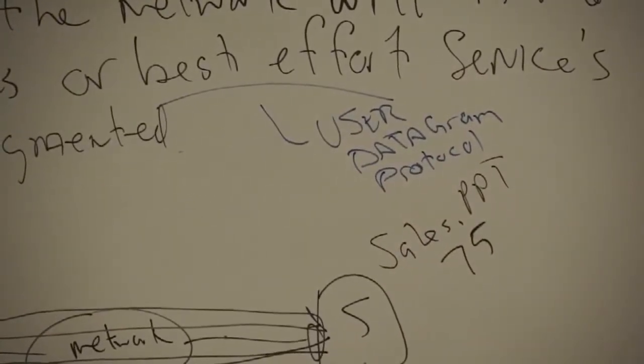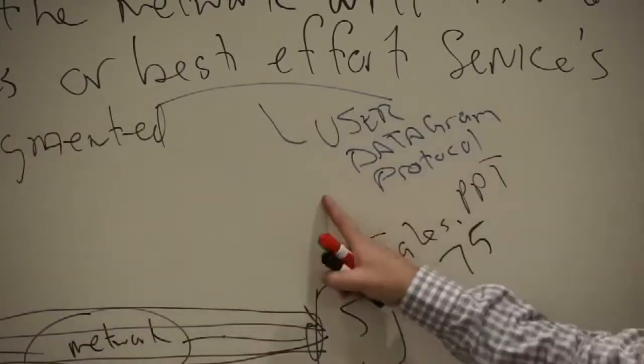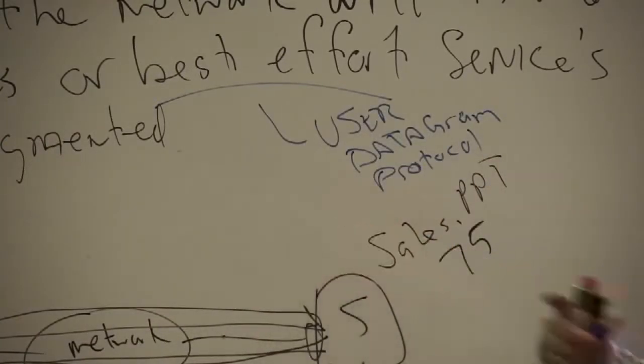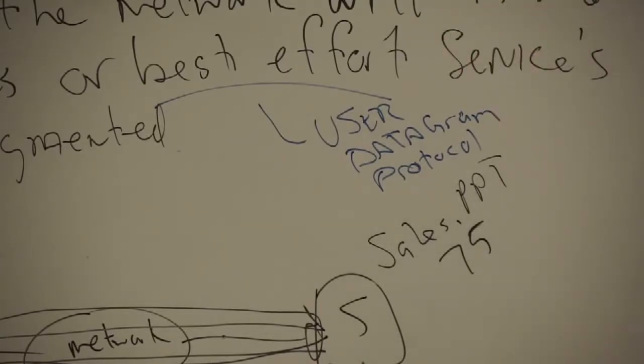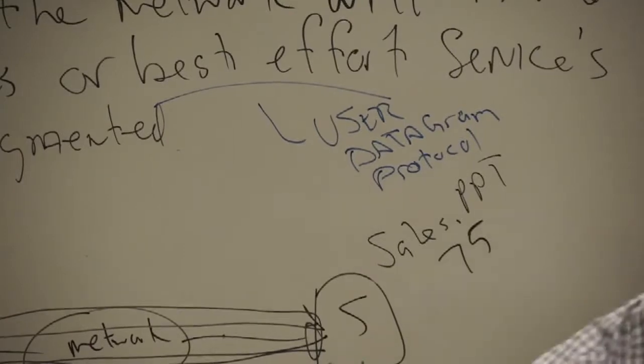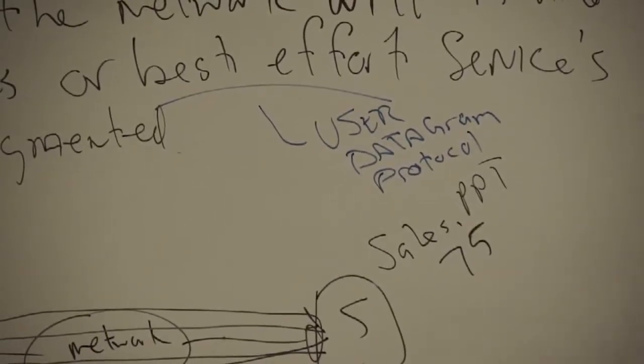UDP. So you could have TCP/IP or UDP/IP, depending on what you're sending. Your application layer chooses it. Could you give an example of this? Where was this used? All right, I'm about to do that. I'll give you an example of this.